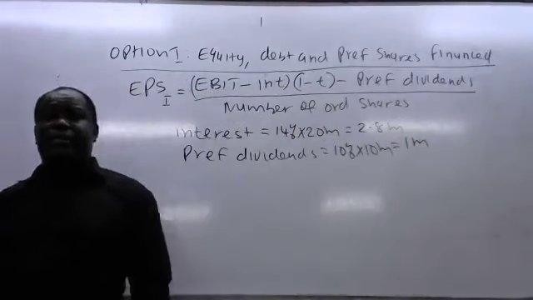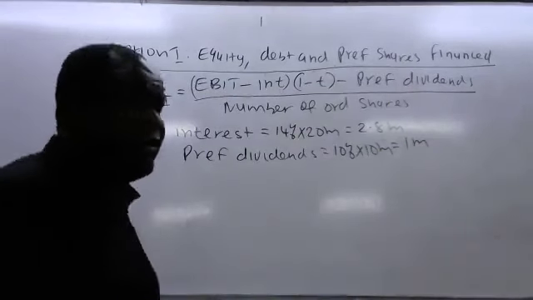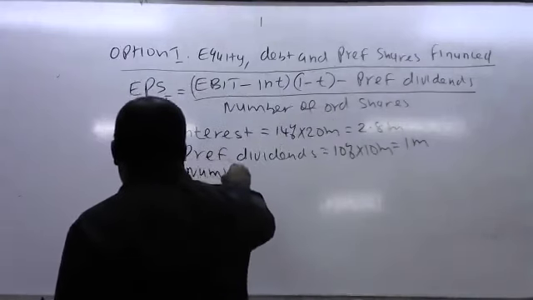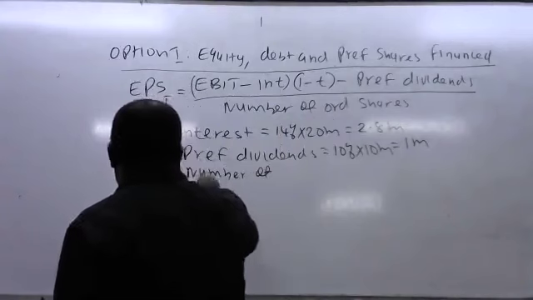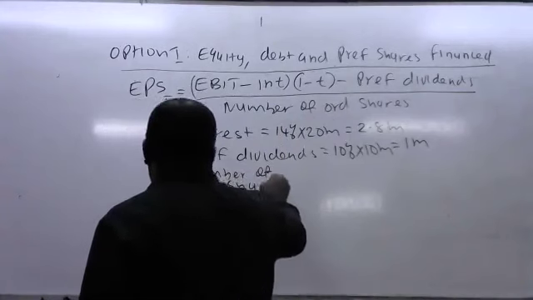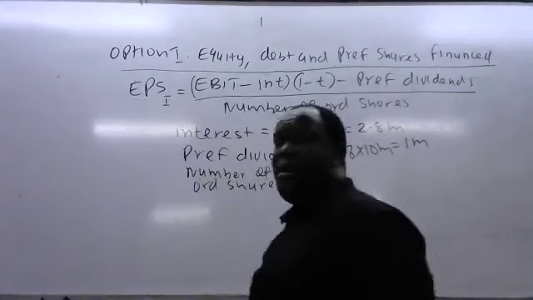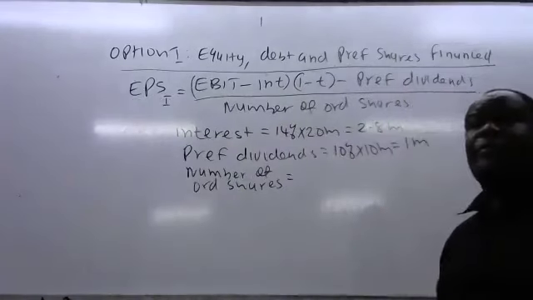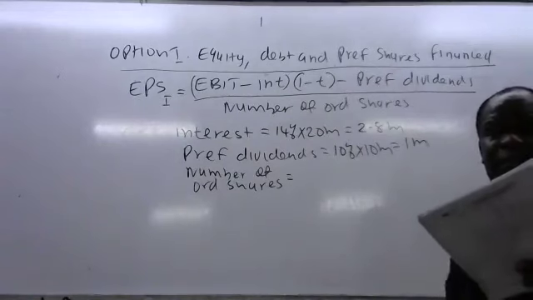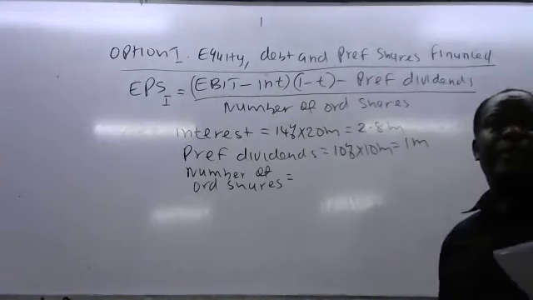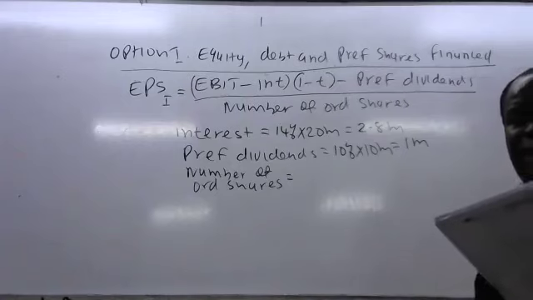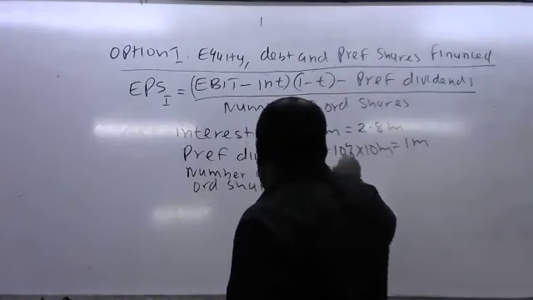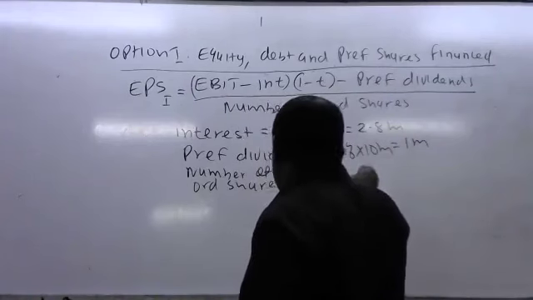The next item will be the number of ordinary shares. To come up with the number of ordinary shares, we start with the one in the capital structure. You can see the ordinary share capital in brackets. The par value is 20. Then that total amount is how much? 50. So you take 50 million, divide by the par value, which is 20.